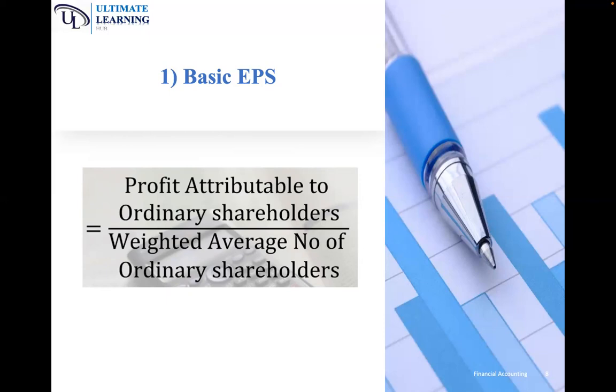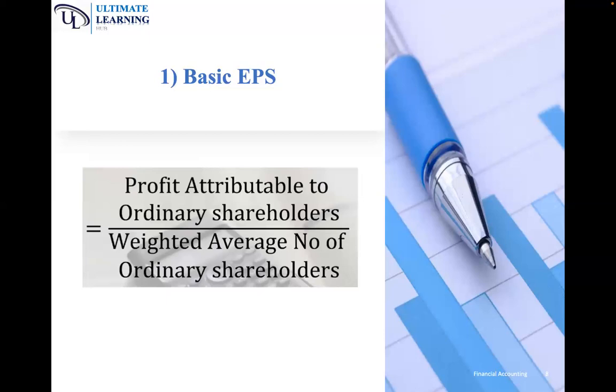Now, how do we calculate the basic earnings per share? Basic earnings per share is profit attributable to ordinary shareholders divided by the weighted average number of ordinary shares. Now, profit attributable to ordinary shareholders is basically the profit after tax minus the preference dividends, if there are any.